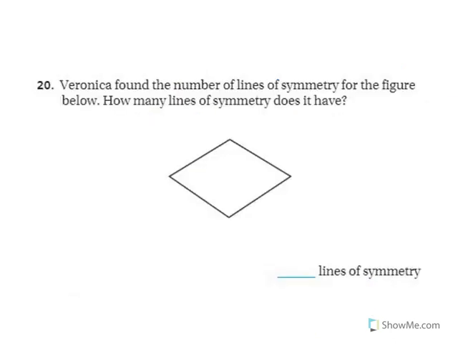Number 20. Veronica found the number of lines of symmetry for the figure below. How many lines of symmetry does it have? Well, we first check with our horizontal line. And so yes, that is the line of symmetry. Next, I like to test my vertical line. And yes, it is a line of symmetry.